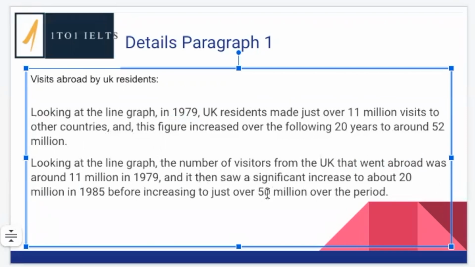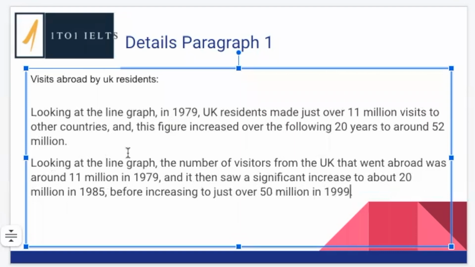And it then saw a significant increase to about 20 million in 1985. I'm going to put a comma here before the verb -ing, before increasing to just over 50 million. So here, not "over the period." So when did it increase to just over 50 million? The specific year we're referring to for this data point is 1999.